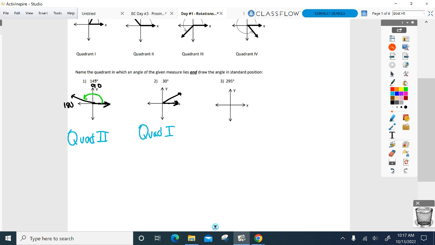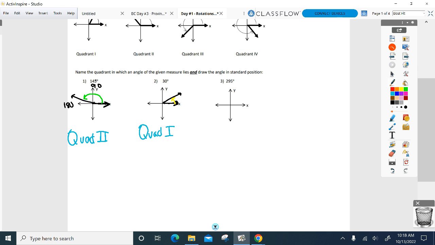I always see this on the quiz, so let's cut it right now. Make sure it doesn't happen. You always start your rotational arrow on the x-axis. That's where it always starts. And then it goes towards the terminal side in a clockwise or counterclockwise direction. And positive is always counterclockwise.